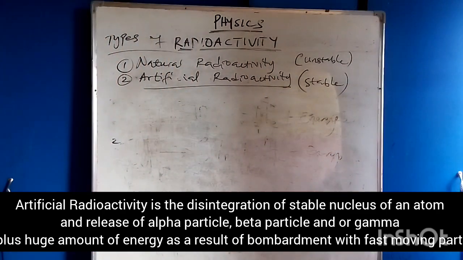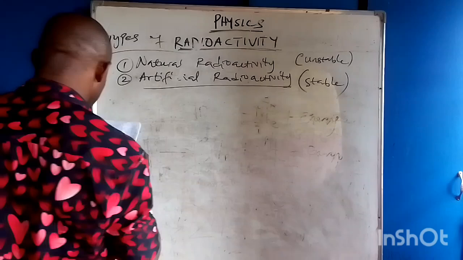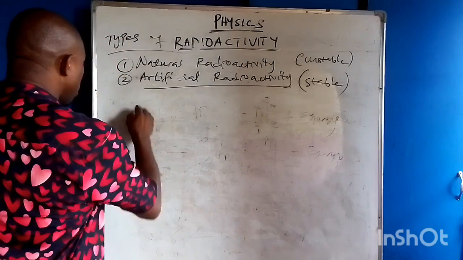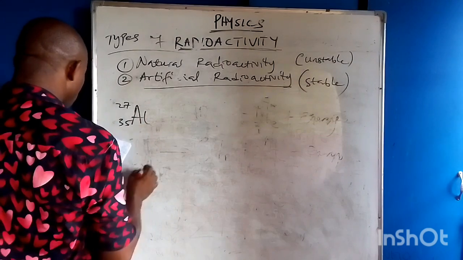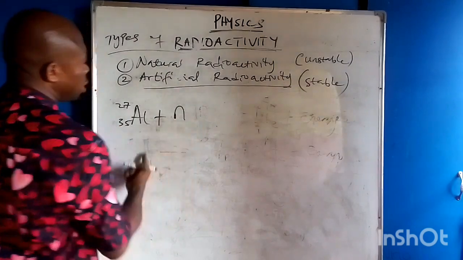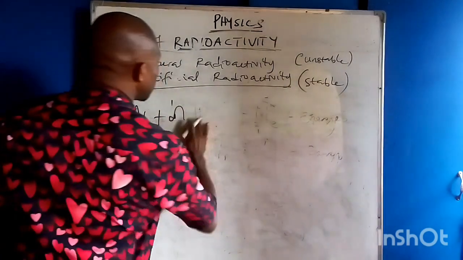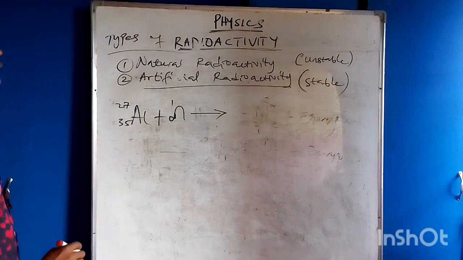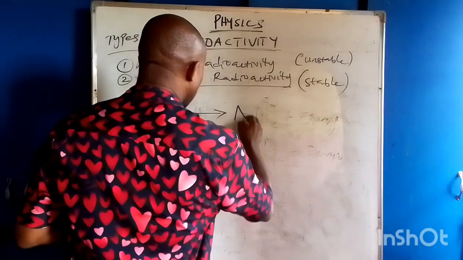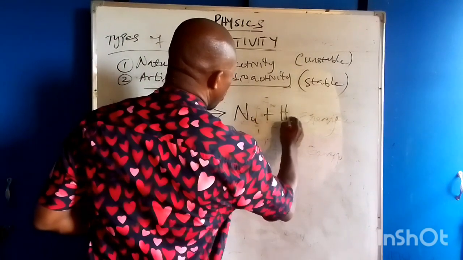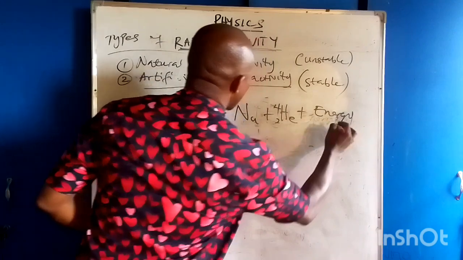So let us look at how you can bombard elements. If you have aluminium-27 with atomic number 35, you can bombard it with a neutron. The plus here means the aluminium is bombarded with a neutron. The new element can give us sodium plus 1 alpha particle, plus energy.